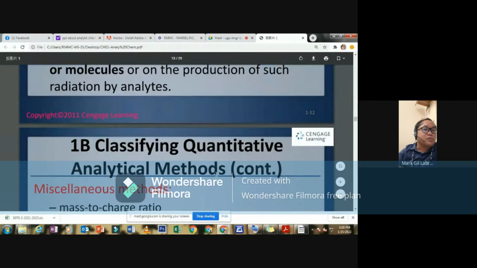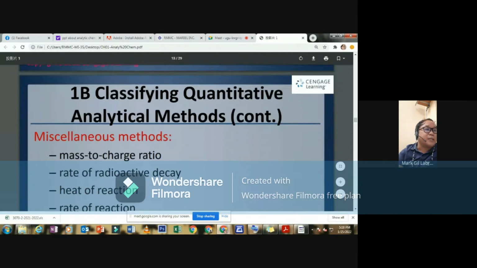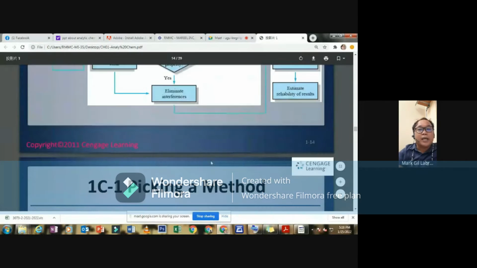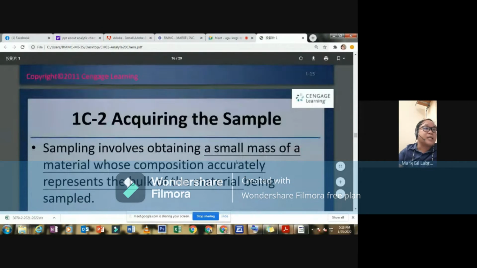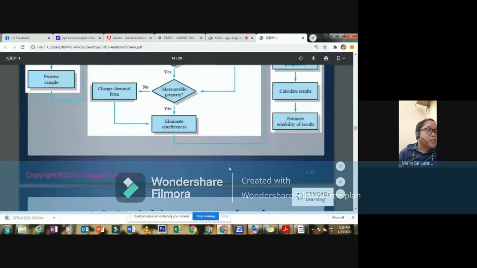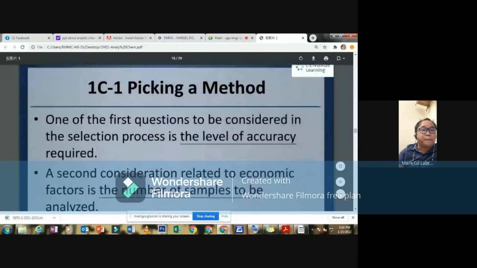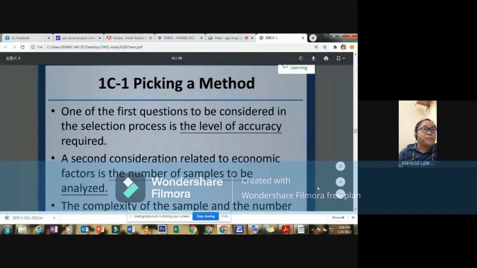And also, classifying quantitative analytical methods, yun siya, mga measurement. Later in your reports, we are going to discuss that one by one. So dito tayo nag-stop kagabi about picking a method. One of the first questions to be considered in the selection process is the level of accuracy required. Meaning when we do the analysis, kailangan talaga accurate, di ba?